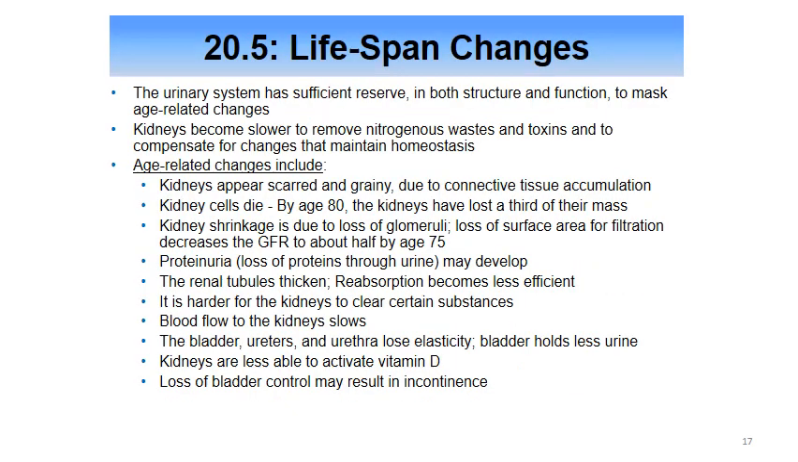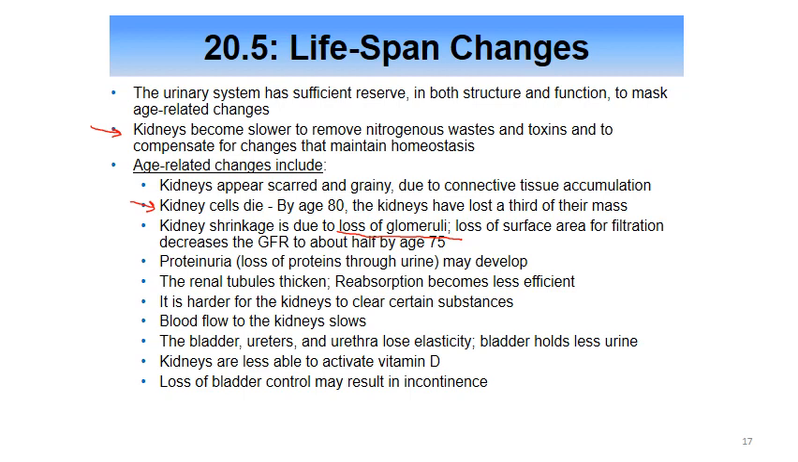Lifespan changes as we get older. Kidneys become slower. It's harder for them to get rid of the waste substances from our body. The filtration gets slower. So here it says kidneys can appear scarred or grainy due to connective tissue accumulation. Kidney cells can die. This is kind of a scary thought. By age 80, the kidneys have lost a third of their cells, their mass. And so this kidney shrinkage is due to the loss of glomeruli, fortunately.